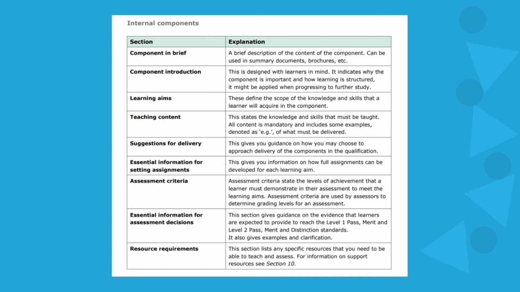Assessment criteria. Section 3 of the specification outlines essential information relating to the components that make up the qualification. This section contains information about the learning aims for each component, as well as guidance relating to setting assignments, the assessment criteria which determine the standard required for each of the grades available, and essential information that must be taken into account when reviewing learner evidence and making assessment decisions.